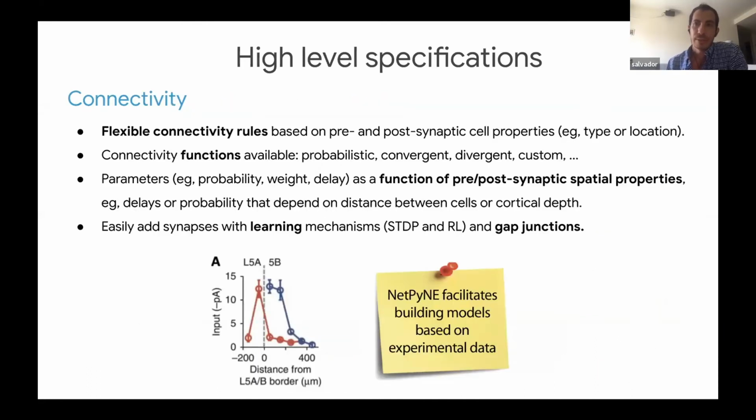One of the strengths of NetPyNE is its flexibility to define connectivity. So you can define rules based on properties of the pre- and postsynaptic cells, such as the location of the cell, different cell types, and you have a number of predefined functions that you can use, such as probabilistic connectivity, convergence, or divergence. We also include learning mechanisms, such as STDP and reinforcement learning, as well as gap junctions.